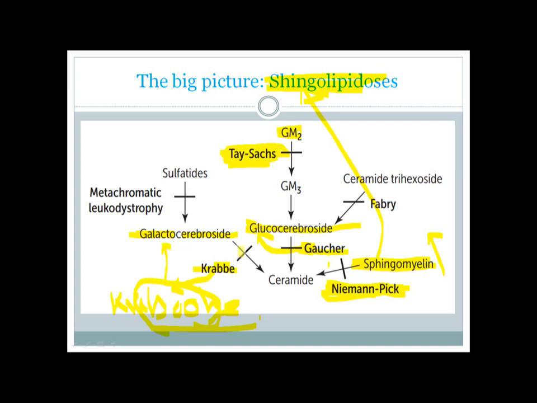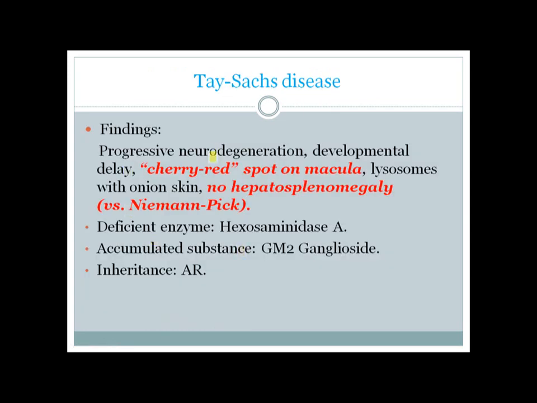Okay, let's move forward. The first and most important disease among lysosomal storage diseases is Tay-Sachs disease. In Tay-Sachs disease, there is deposition of GM2 ganglioside in different parts of the body, and GM2 ganglioside deposition in the brain leads to progressive neurodegeneration and delay in development.